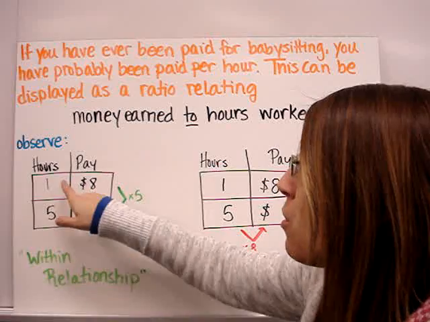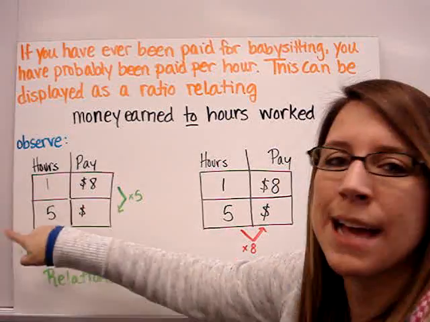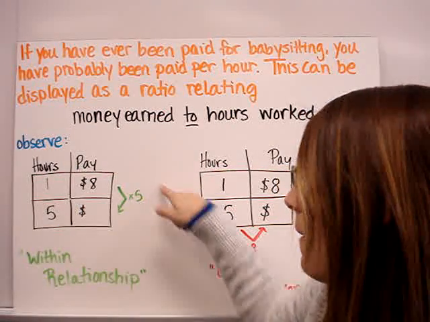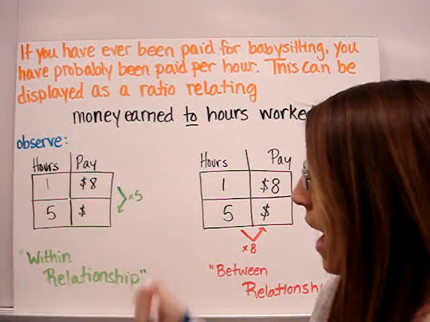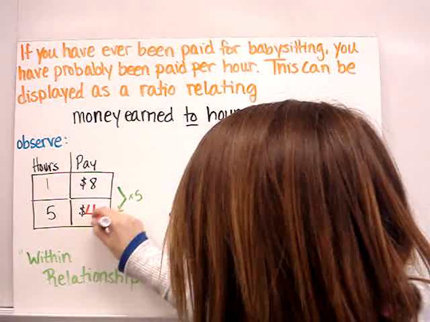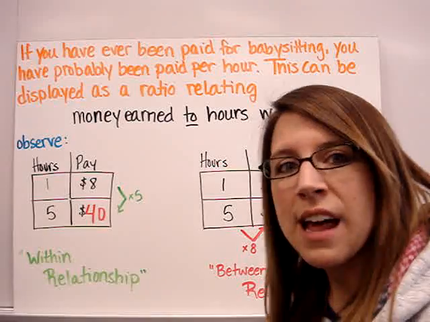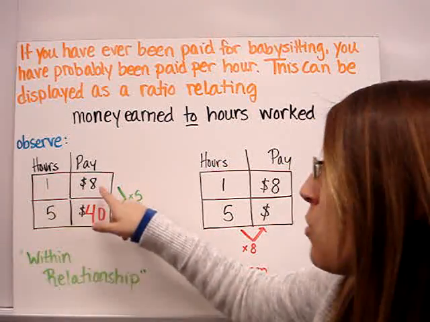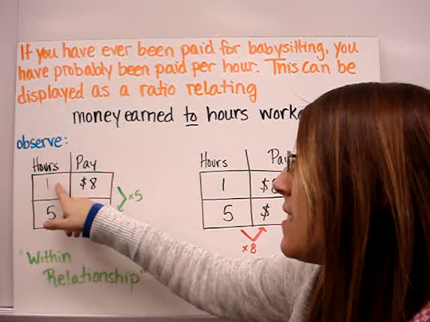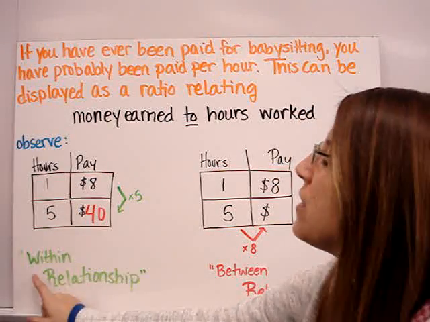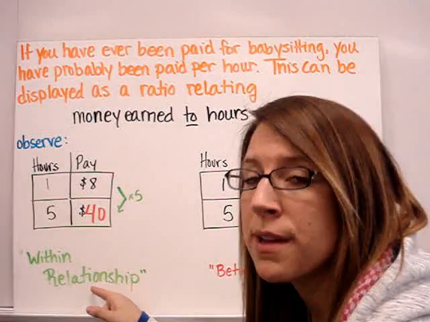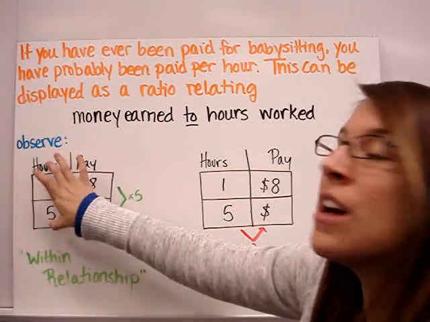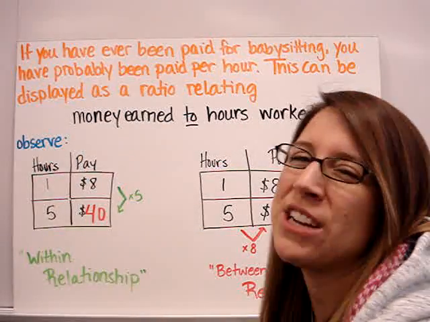Well, I know that to get from 1 to 5, that's times 5, and I've noted this here. So that means that 8 times 5, I'm going to earn $40. Not a bad payday, huh? But here, we're working within hours, and I'm working within pay, and I know that this is times 5, times 5. We call this the within relationship, because we're staying within the quantity to do the multiplication.